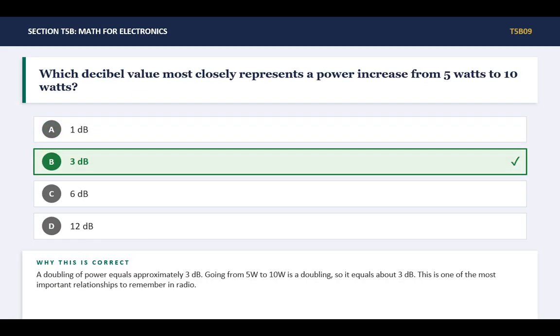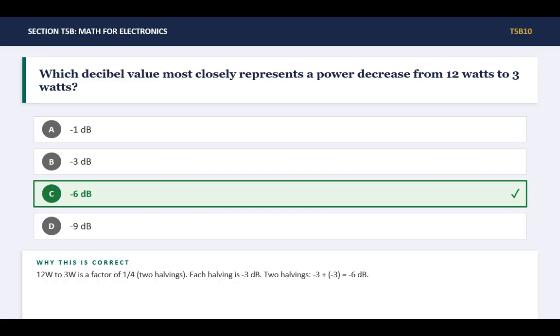Which decibel value most closely represents a power increase from 5 watts to 10 watts? B. 3 dB. A doubling of power equals approximately 3 dB. Going from 5 watts to 10 watts is a doubling, so it equals about 3 dB. This is one of the most important relationships to remember in radio.